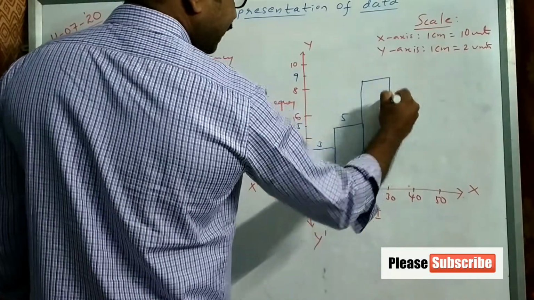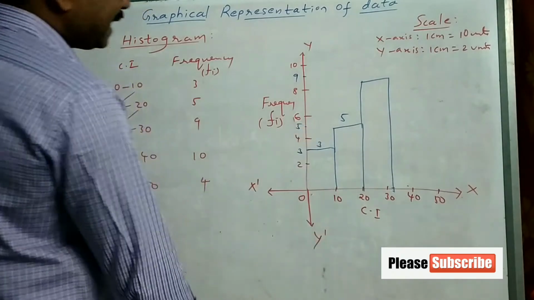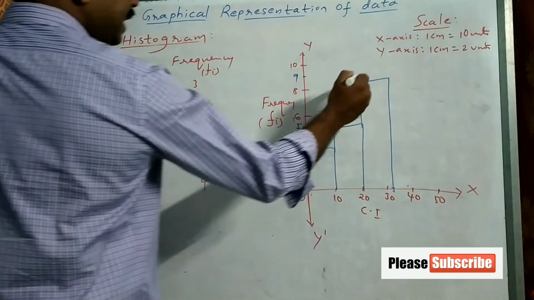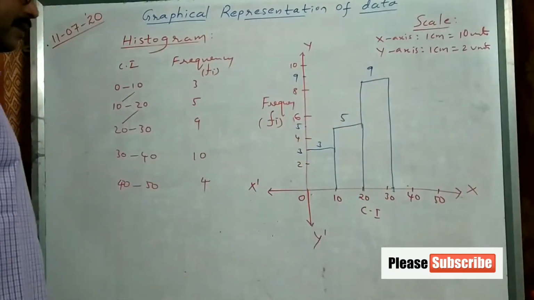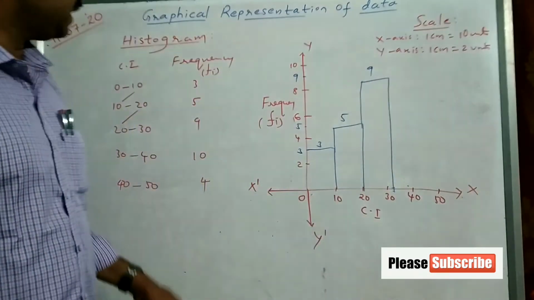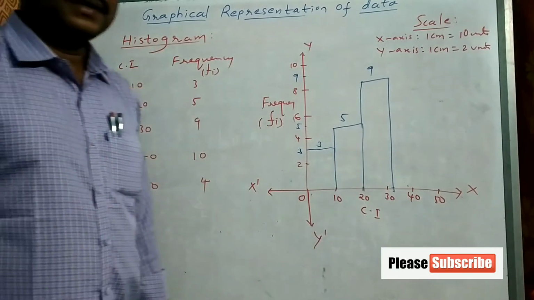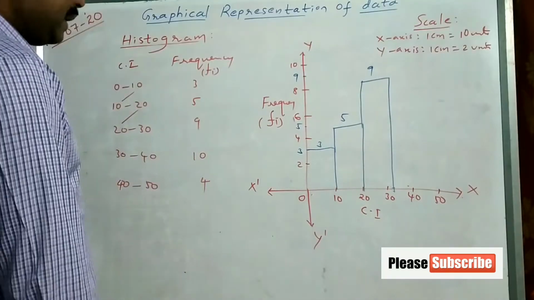No gap should be given between each bar. We say that these are rectangles or bars. Okay. No gap should be given. If you give the gap between each bar, that is called a bar graph. Okay. That I will tell you later.